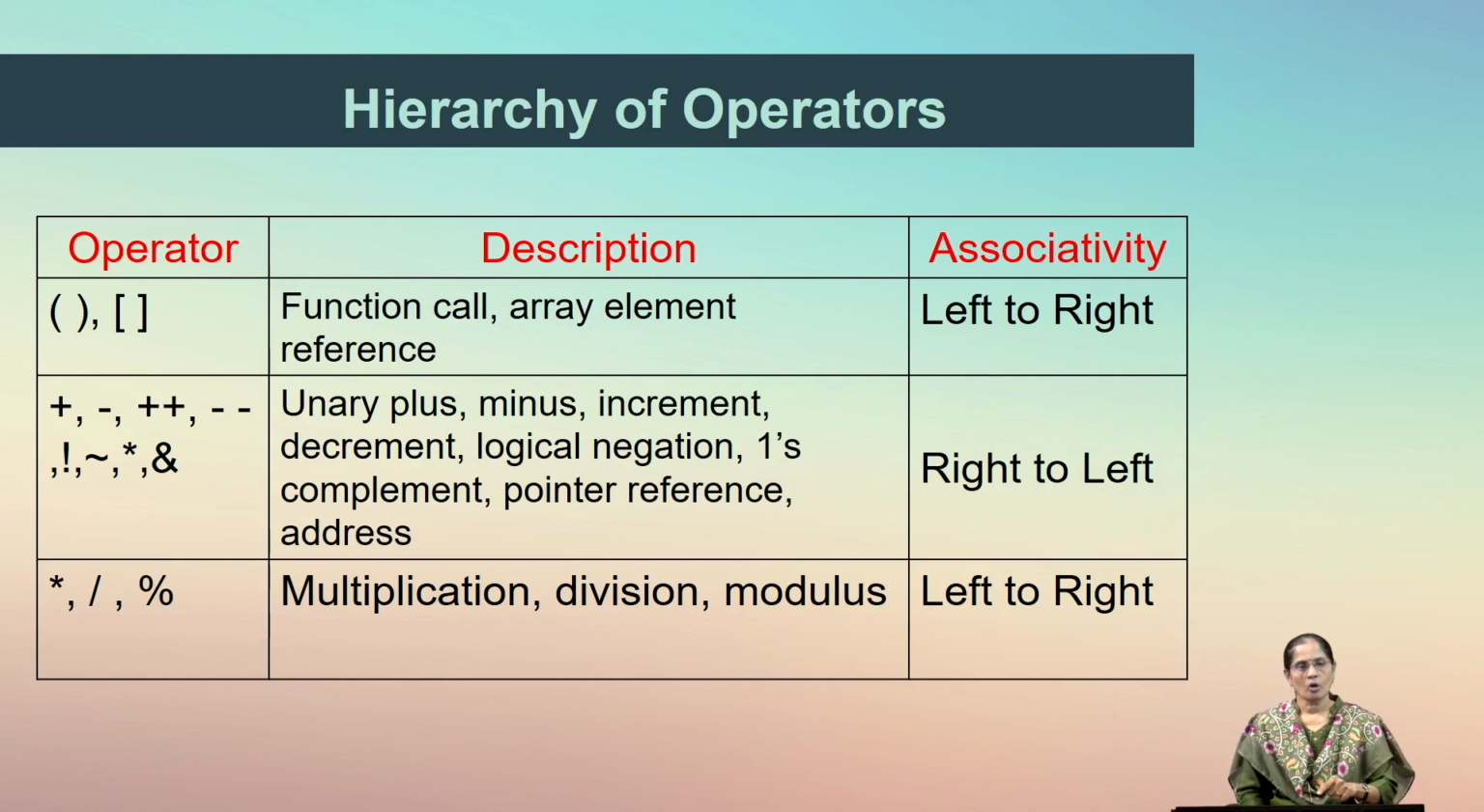In a similar way, all the unary operators are in the second level of priority. All the unary plus, unary minus, increment, decrement, logical negation, one's complement operator, pointer references, addresses, all these operators will have the next priority. The associativity is right to left, in the sense that if I have more than one unary plus or more than one increment and decrement operator, the associativity to be followed is from right to left. Then multiplication, division, modulus operator from left to right.